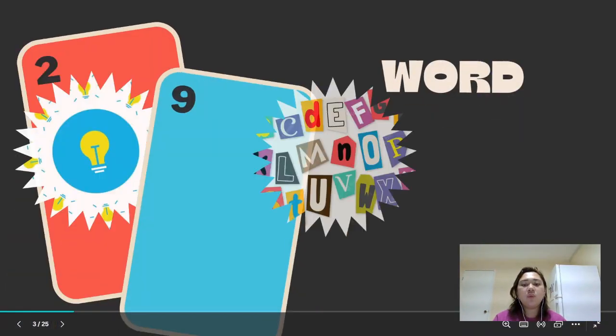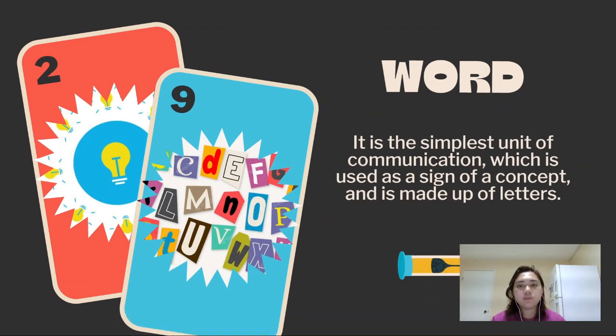First, we have words. A word is a unit of communication which is used as a sign of a concept and is made up of letters. It is true that words are indispensable means of communication. We use them in our daily lives, especially when conversing with other people, or even typing out, writing out, or voicing out our thoughts. Words are even made whenever we think.